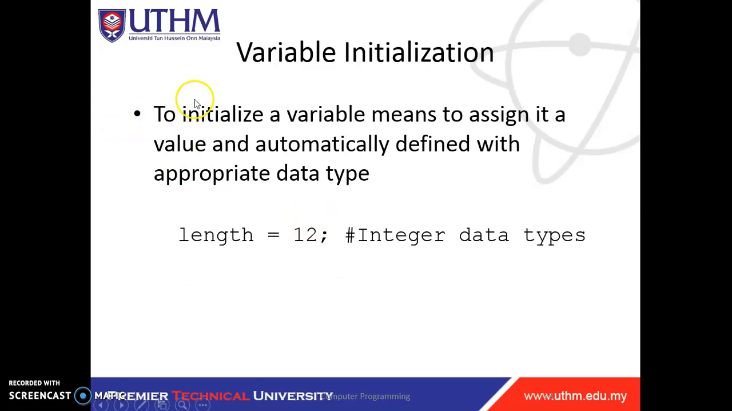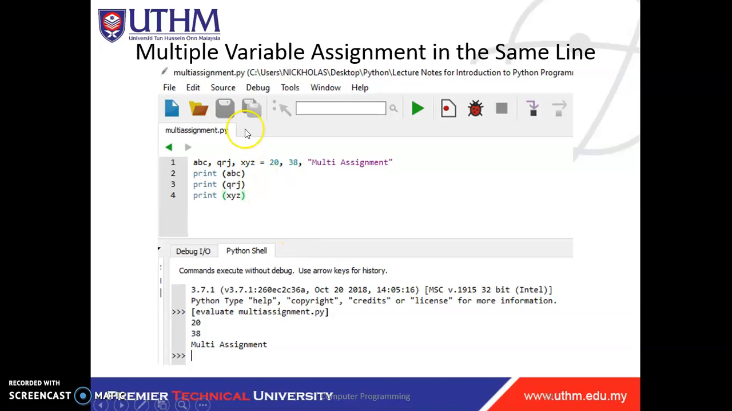And then to initialize a variable means to assign it a number and automatically define it with the appropriate data type. So you assign length equal to 12. The program will assign the data type integer to that variable. Okay, so multiple variable assignment in the same line. You can see this.